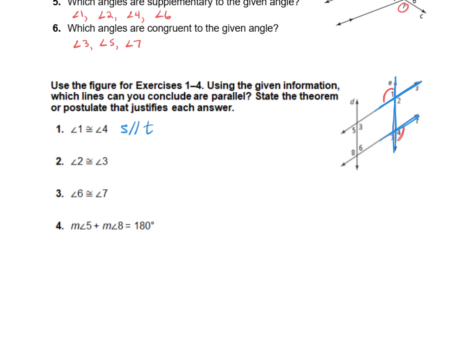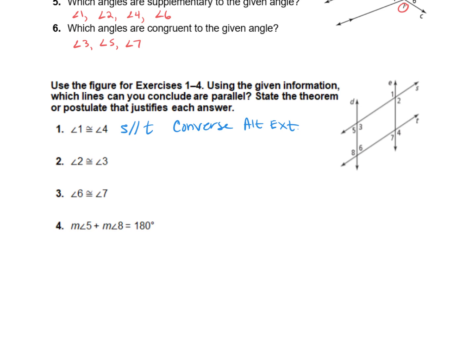So what angle pair is this? These are alternate exterior angles. So if you start with alternate exterior angles being congruent, the theorem is the converse of the alternate exterior angle theorem. That leads us to conclude the lines are parallel.